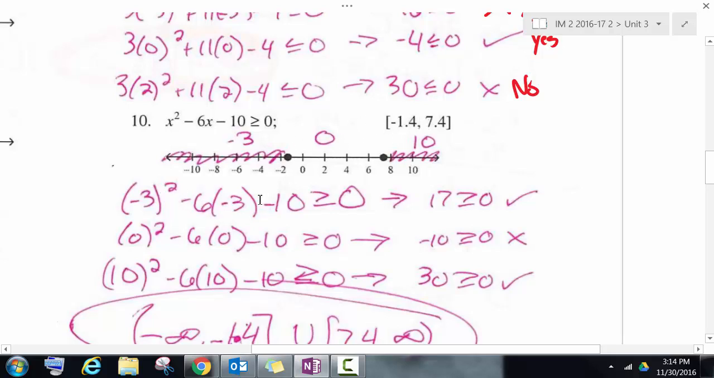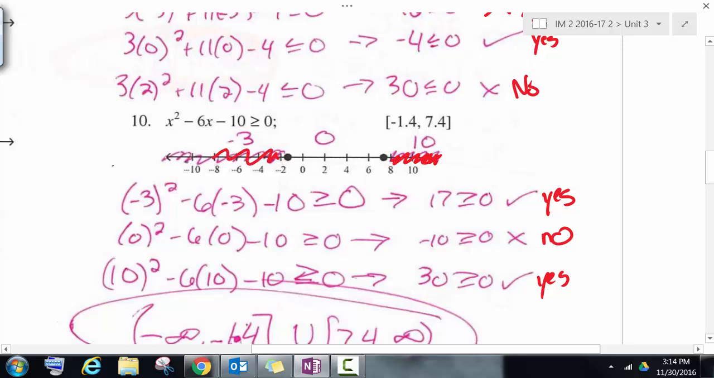Plug in -3, I get 17, which is greater than or equal to 0. So that's a yes. I plug in 0, I get -10. -10 is not greater than or equal to 0, so no. And then I plug in 10, I get 30. 30 is greater than or equal to 0, so I get yes. So I have two yeses, so I have shading outside the region.